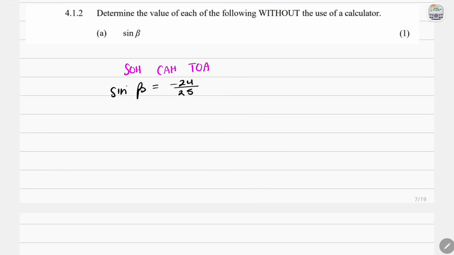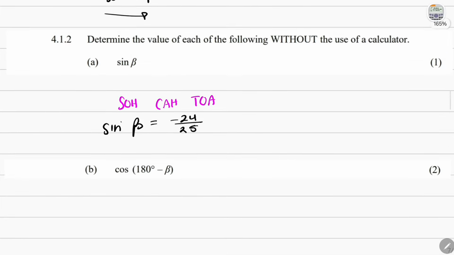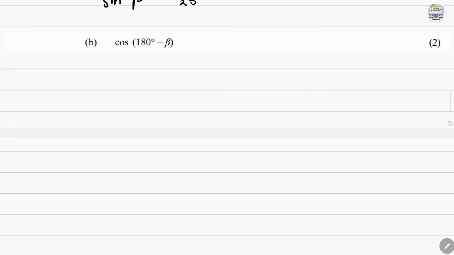Moving on to the next question. The next question, we have to find the value of cos(180 degrees minus beta). Okay, so we can reduce this first. Using your CAST diagram, you know that 180 degrees minus beta, or minus theta, is the reduction where sine is positive.